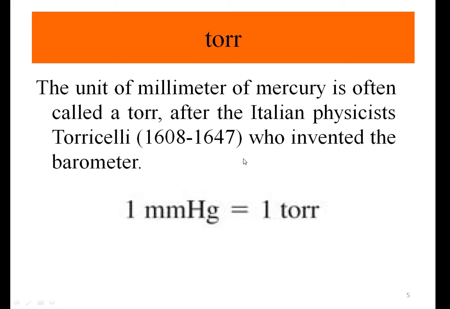So we have the unit. So far we talked about Pascal, and right now we talked about millimeter mercury or inch mercury. Now I want to talk about torr, which is another unit of pressure. So the unit of millimeter mercury is often called a torr. So torr and millimeter mercury are equivalent. One torr is equivalent to 1 millimeter mercury, and this torr is coming from the name of an Italian physicist, after the Italian physicist Torricelli, who invented the barometer. So 1 millimeter mercury is equivalent to 1 torr.